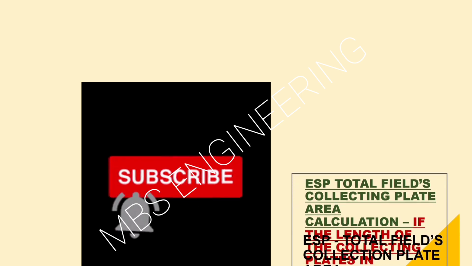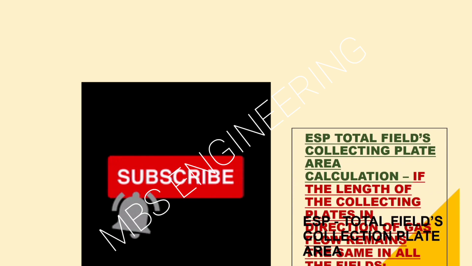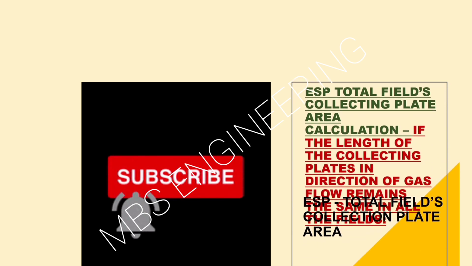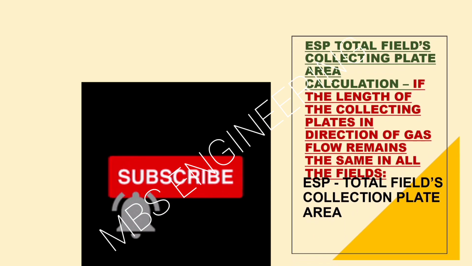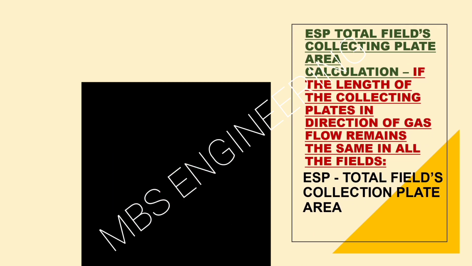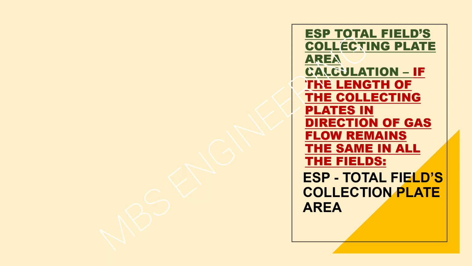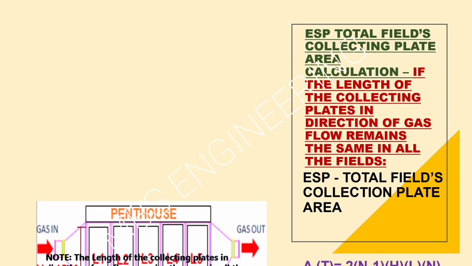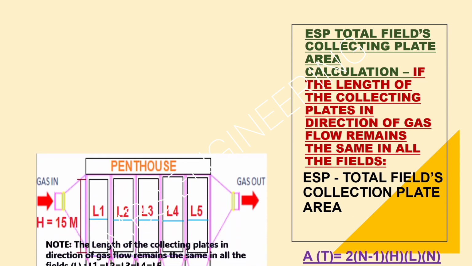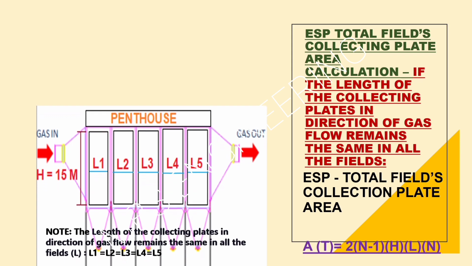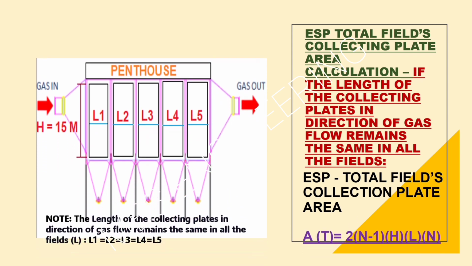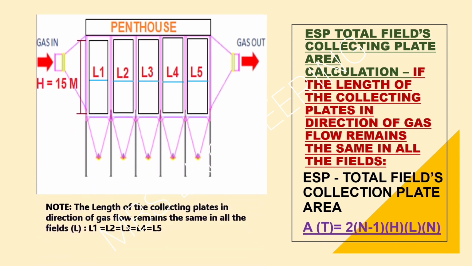Next, we are going to understand the ESP total fields collecting plate area calculation, if the length of the collecting plates in the direction of the gas flow remains the same in all the fields, based on the collecting plate dimensions. The ESP total fields collection plate area, AT, is equal to 2 multiplied by number of passages multiplied by height multiplied by length multiplied by number of fields.